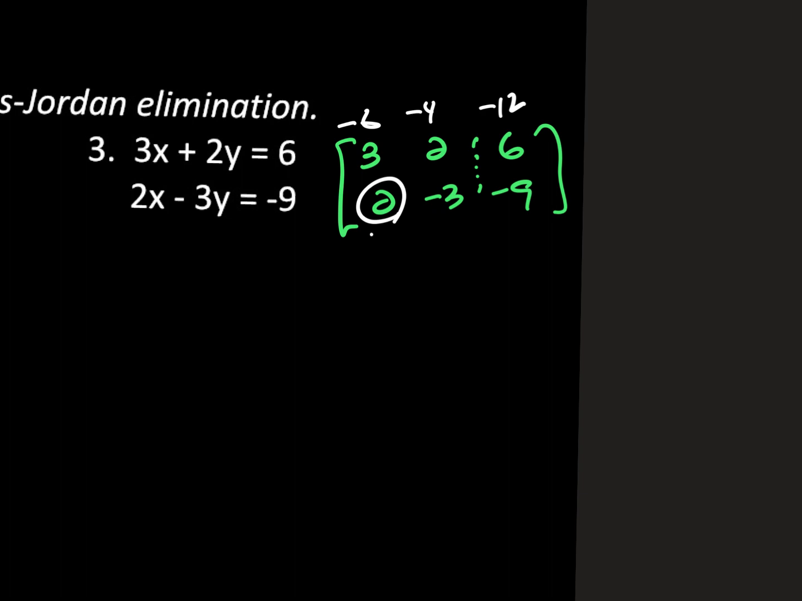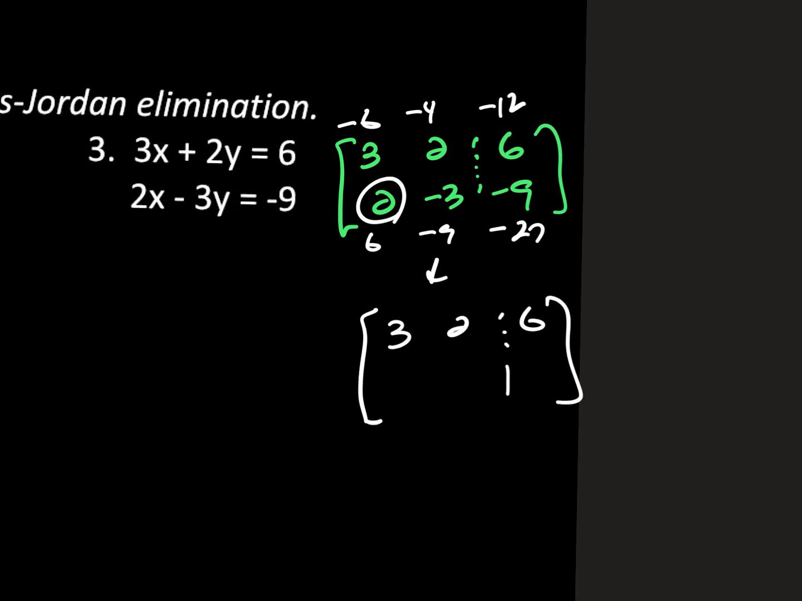Multiply the bottom row by 3. So my 6's will have different signs. And I'm going to add those white numbers. Now the top row again is not changing yet. Bottom row, the 6's are gone. -4, -9 is -13. -12 and -27 is -39. Now the great thing about -39 is 13 goes into it. So I'm dividing the whole bottom row by -13.